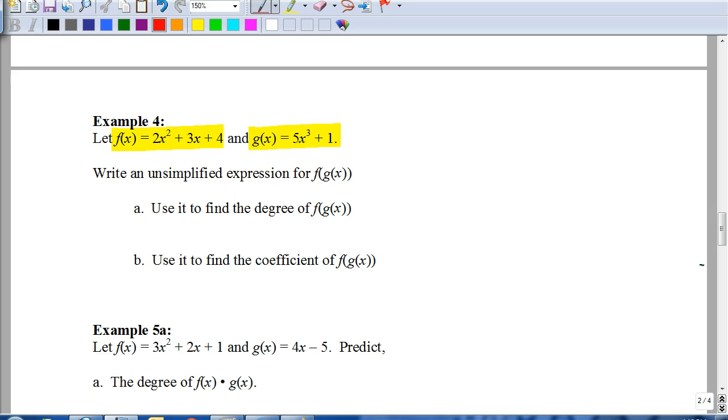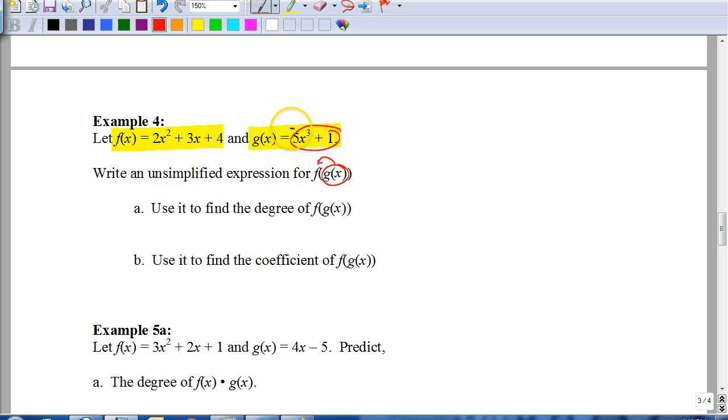I know that seems confusing, but it's really not meant to be that hard. So let's look at a different type of situation. This time we're going to look at composition of two functions. So it says here, write an unsimplified expression for f following g of x, meaning I'm going to put function g inside of function f.